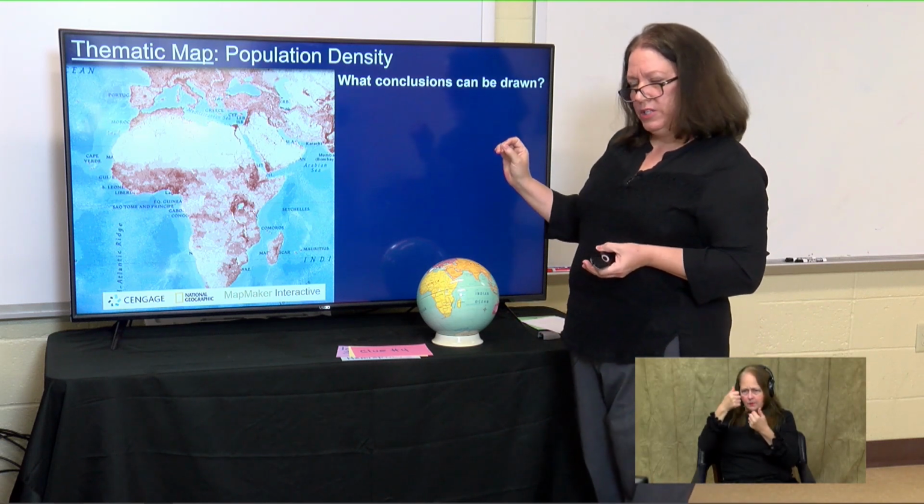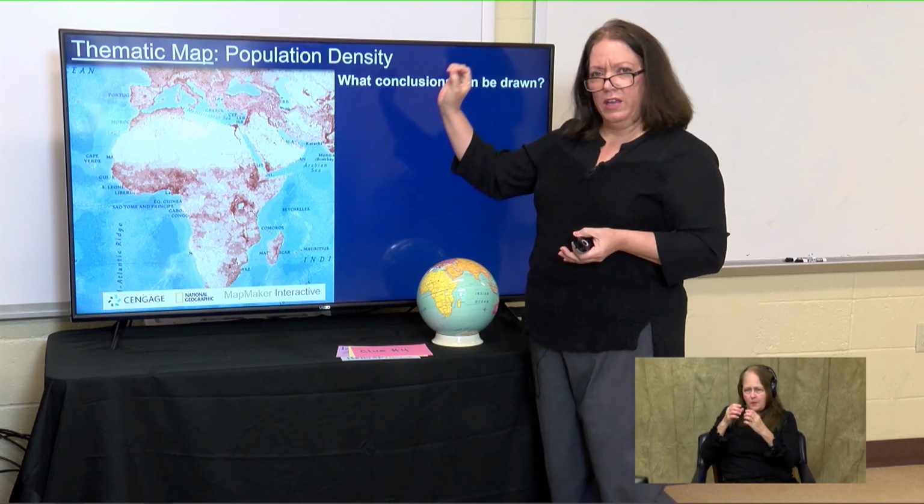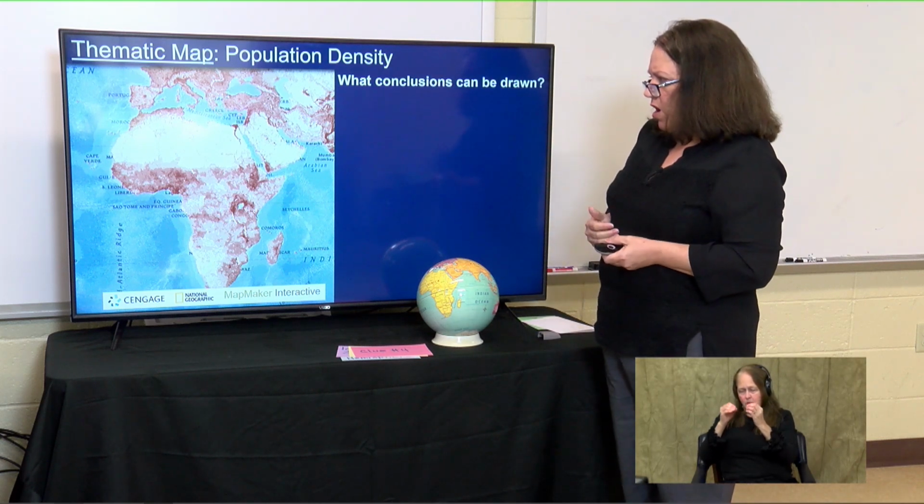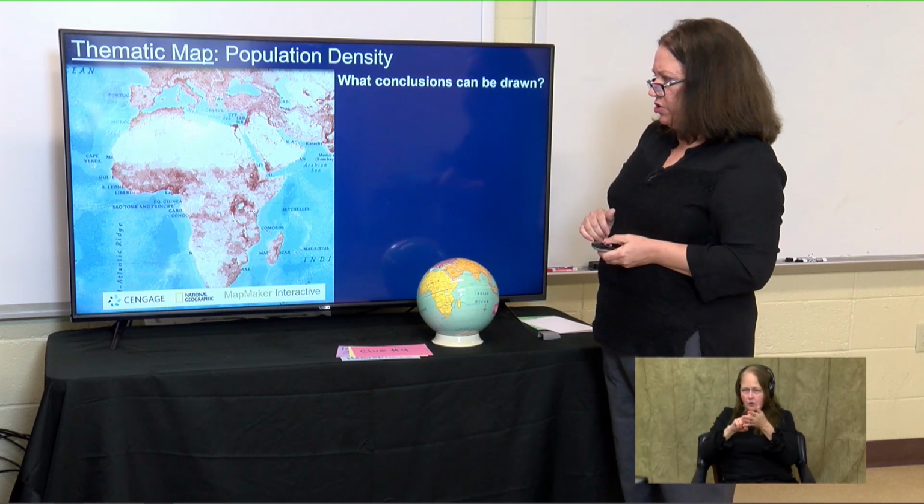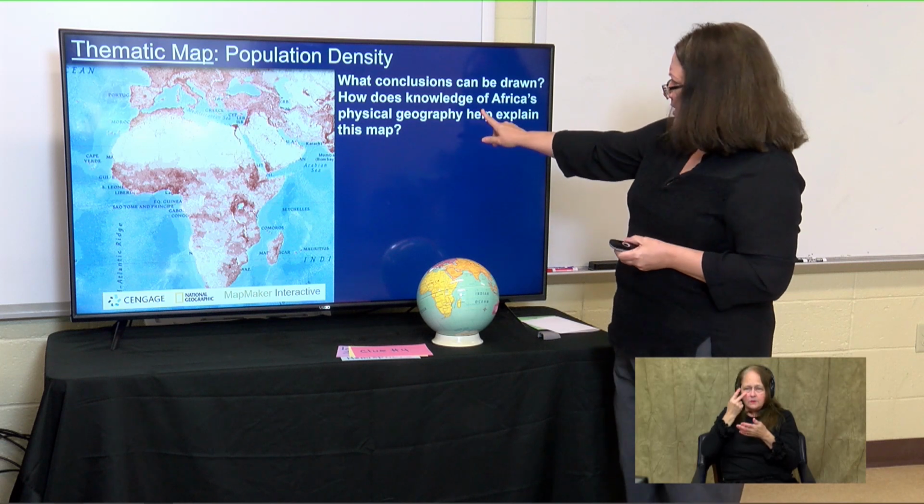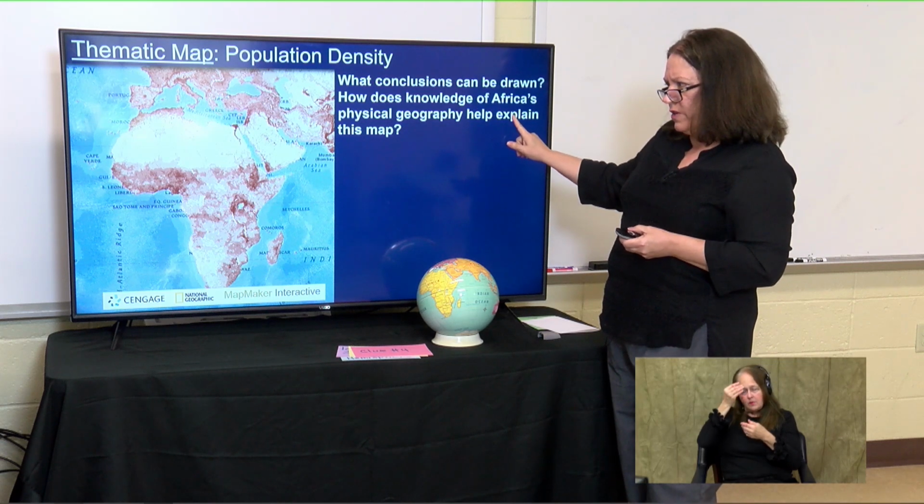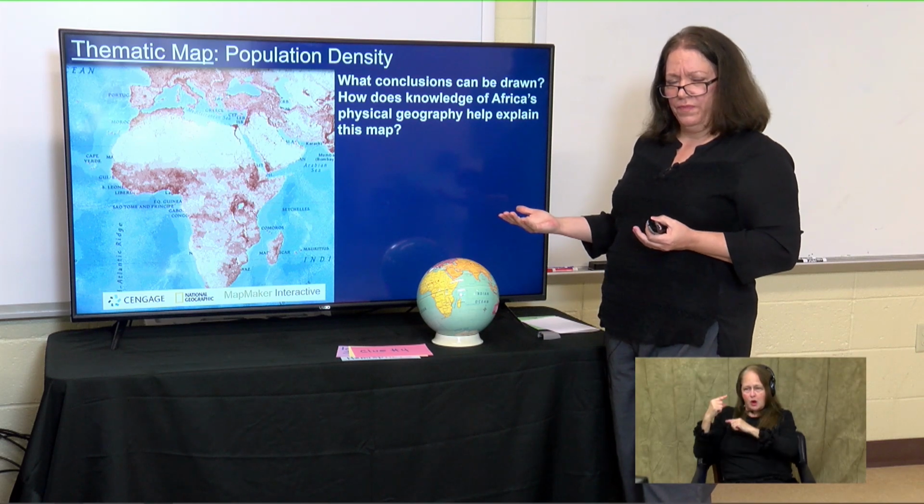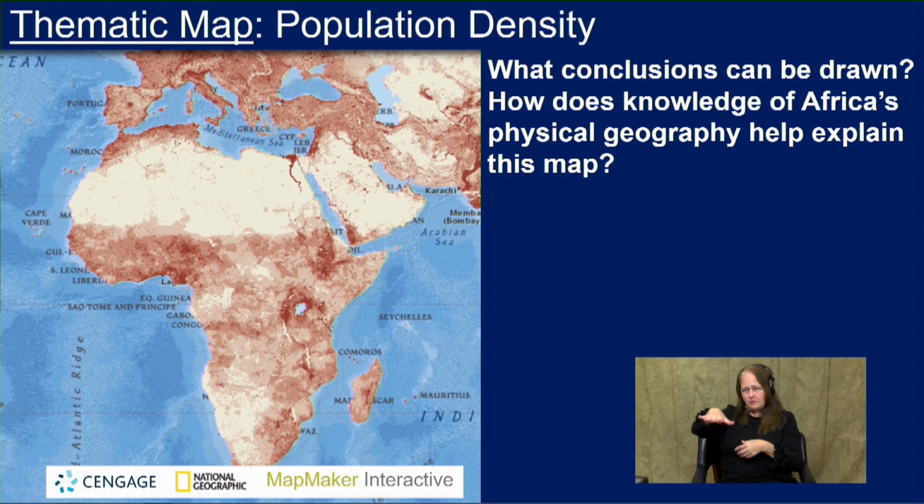Remember, on a population density map, each little red dot represents 50,000 or more people. So notice where you see the concentrations of red color. And where you see that, let's think about how our knowledge of Africa's physical geography helps explain what we're seeing here. So what do you see?